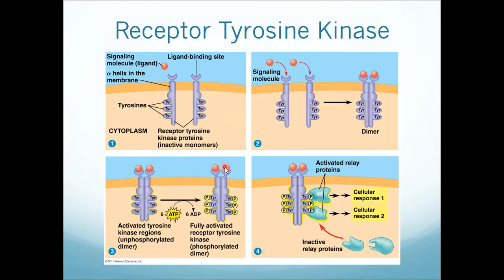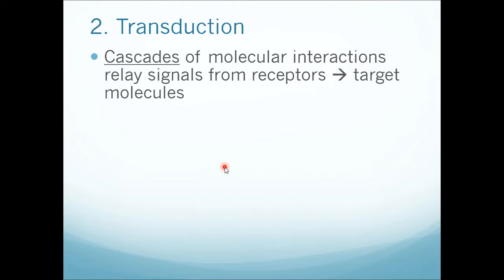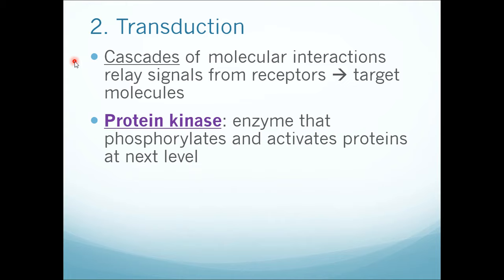So with that, let me skip over. All right, that was all reception, so let's move on to transduction. In transduction, we have what we call cascades of molecular interactions. Cascading, I want you to think of as the domino effect. One thing happens, and that causes another thing to happen, and that causes another thing to happen. There will be one molecular interaction, and that will cause another, and another, and another, until you eventually hit the target molecules, whatever it is that you want to happen.